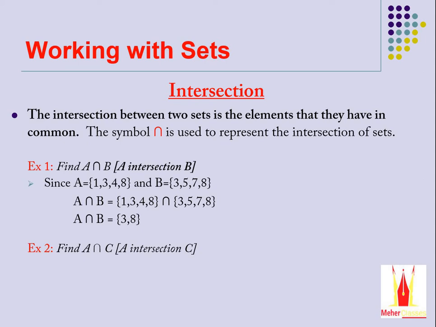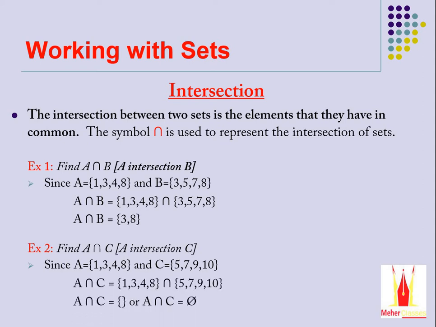Now let's talk about A intersection C. In A we have 1, 3, 4, 8, and in C we have 5, 7, 9, and 10. You can see that there are no elements in common. So the resultant would be the empty set or phi. So if there are no common elements, then A intersection C would be an empty set.